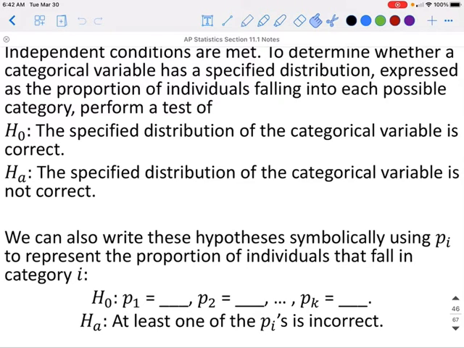We can also write these hypotheses symbolically using P sub i to represent the proportion of individuals that fall in category i. So we can say our null hypothesis is P sub 1 equals this, P sub 2 equals that, all the way to the last one, and then the alternative would be that at least one of the P sub i's is incorrect.